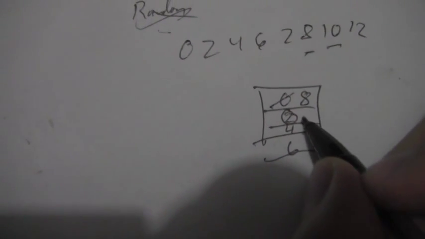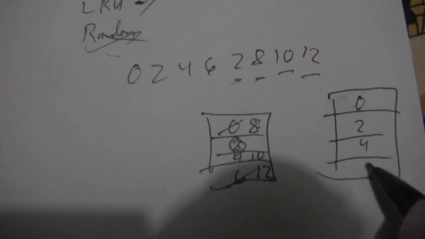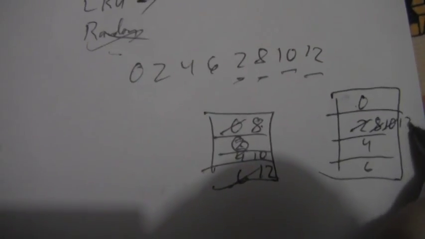Then you need to access 10. Which do you replace? Well, you can't replace 2. You touched it recently. So, which one is the oldest? You just touched 8. You just touched 2. Well, you can replace 4. Then 12, you replace 6. Now for MRU, you just replace the most recently used one. So in this case, 0, 2, 4, 6, 2, 8, 10, 12.